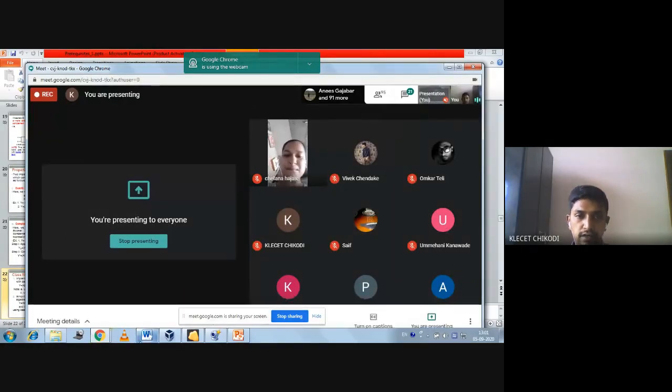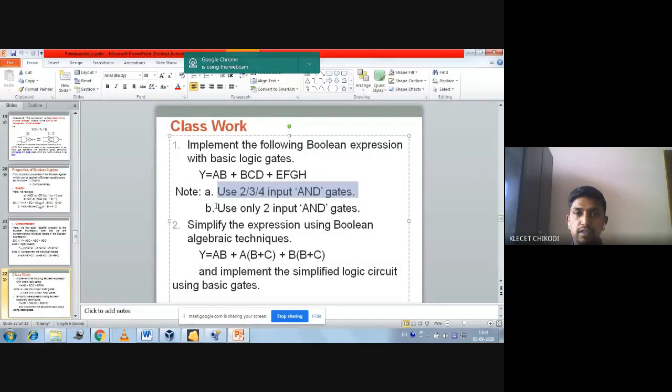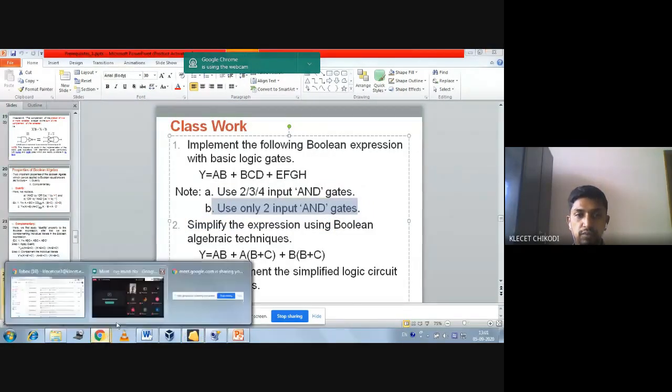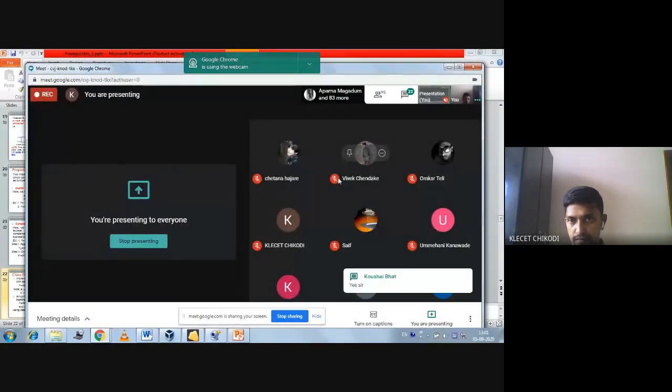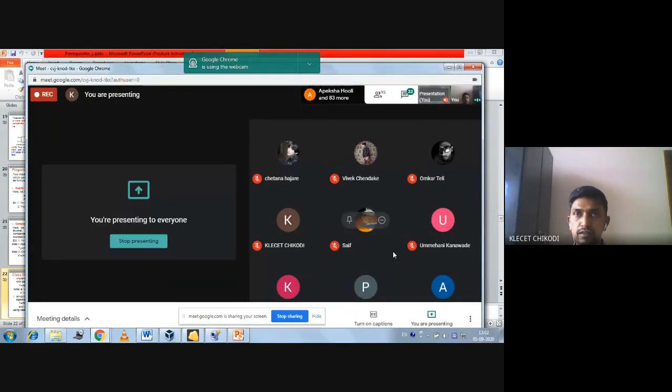Now, anybody has solved the second one? That is the same first question using only 2 input AND gates. Just put me in the comment box. Okay, Kaushal Bhatt. Again, you start the camera and show me that, the second circuit diagram. For the first question only, you have to use the 2 input AND gates only.